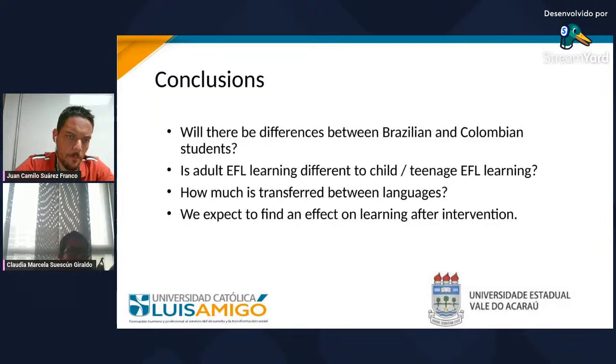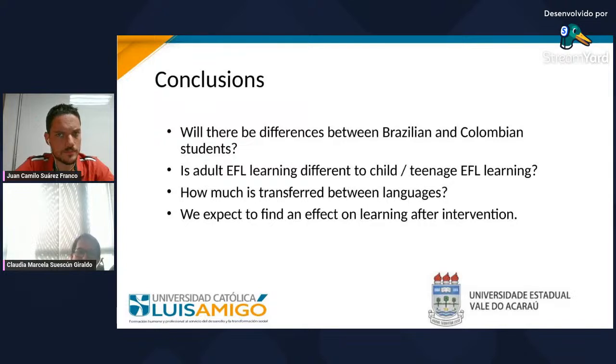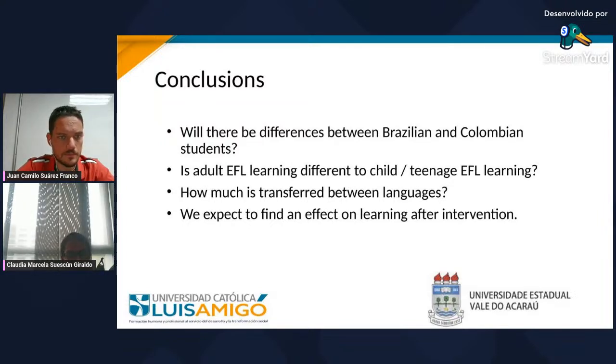Additionally, we also have questions, as I told you before, regarding the transfer of languages, because it's not only what is being transferred, but also how much is being transferred. Do we have linguistic patterns, either in Spanish or Portuguese, that allow us to learn a language more effectively? Do we have more similarities between either Portuguese or Spanish that allow us to comprehend or to grasp this intervention a little bit more effectively?